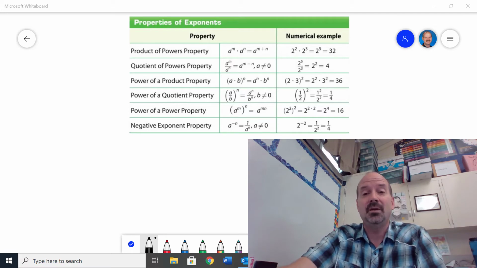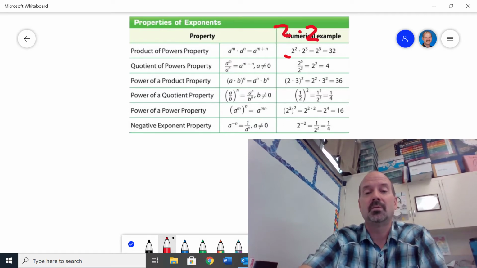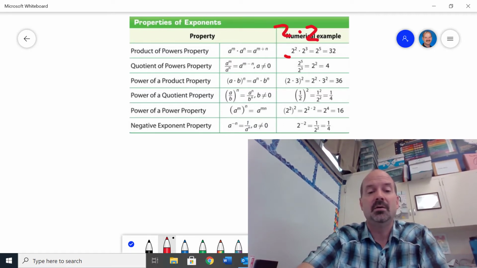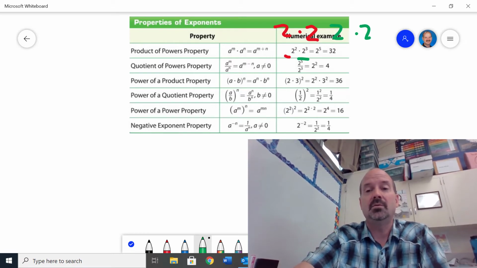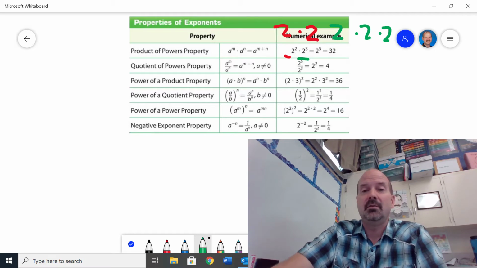2 to the fifth. Now, if we expanded those, this would make sense because this first one, 2 to the second, would be 2 times 2. And if we expand the next one, 2 to the third, you'd have 2 times 2 times 2. So how many 2's are being multiplied? 5. And that's why the answer is 2 to the fifth. And the shortcut is to just add those top numbers, which are called exponents.